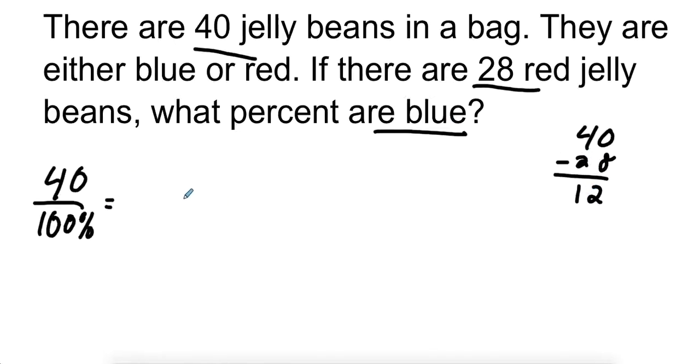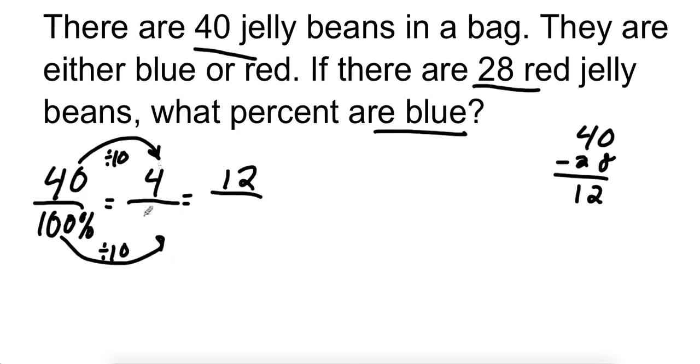So what I'm actually doing is I'm looking for what percent 12 jelly beans is. Now, of course, I need to find a scale factor between 40 and 12, but I can't easily do that without having to use a decimal. So what I'm going to do instead is I'm going to find a common factor between 40 and 12, the number of blue jelly beans. In this case, that's going to be 4. I can divide 40 by 4. I'm actually going to divide 40 by 10 and 100 by 10.